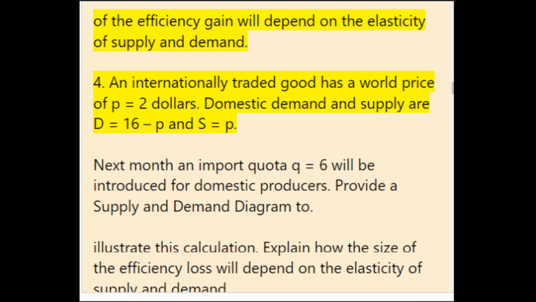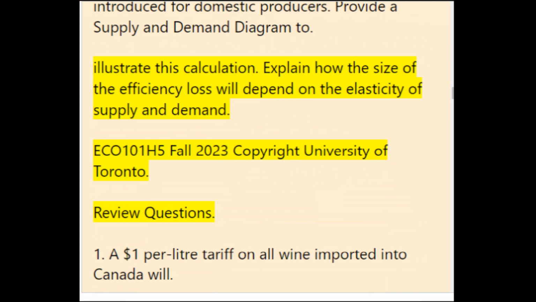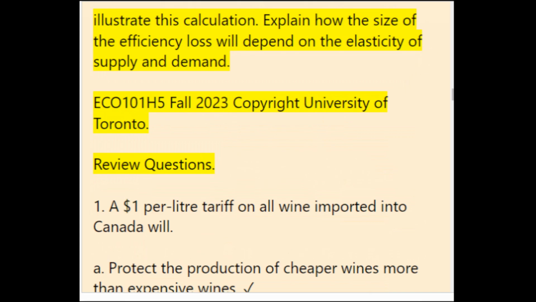4. An internationally traded good has a world price of P = $2. Domestic demand and supply are D = 16 - P and S = P. Next month an import quota Q = 6 will be introduced for domestic producers. Provide a supply and demand diagram to illustrate this calculation. Explain how the size of the efficiency loss will depend on the elasticity of supply and demand.